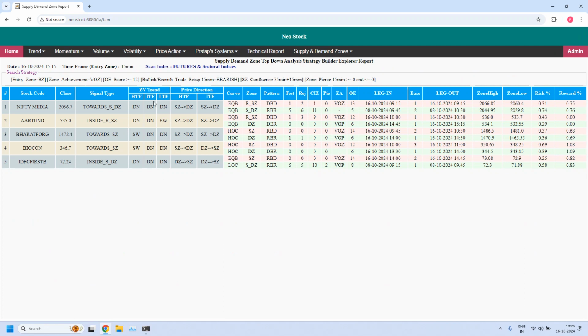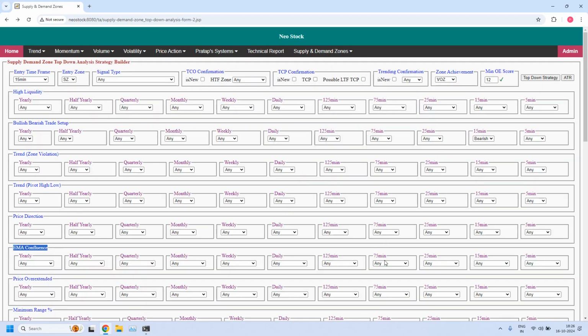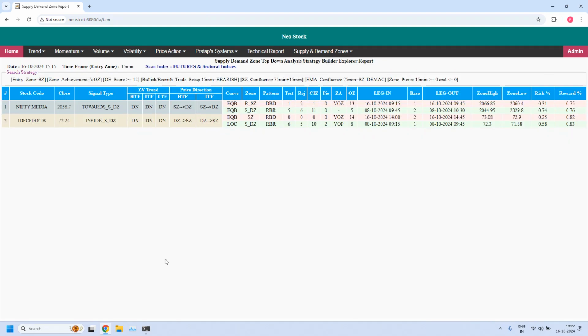In 75 minute supply zone, all this downtrend, all the 5 stocks, that is ITF trend, if the supply zones are having a EMA confluence, it's even more probability. So that's why in the EMA confluence at a 75 minutes time frame, because 15 minute zones are part of 75 minute zone, if these 75 minute supply zones are having daily EMA confluence, it's a high probability. So I'm enabling the filter 75 minute supply zone with daily EMA confluence. 2 stocks are filtered. So these 2 are having high probability setup, but first one is indices, so second one is the equity stock.